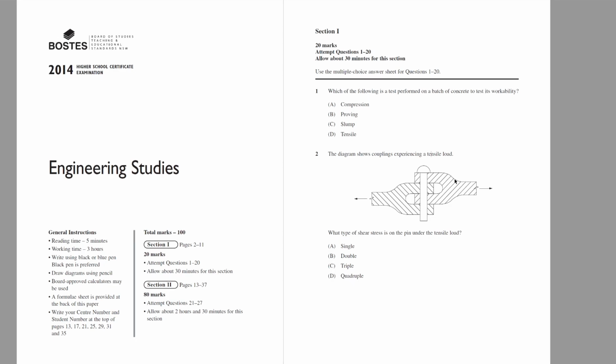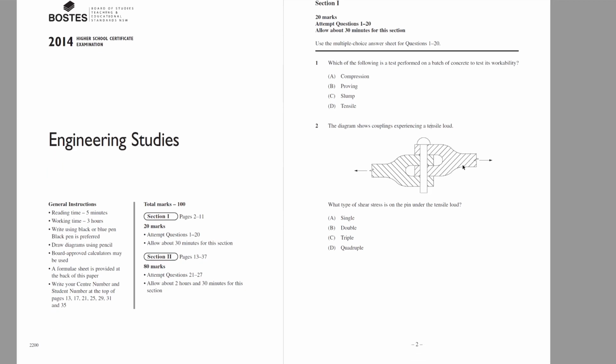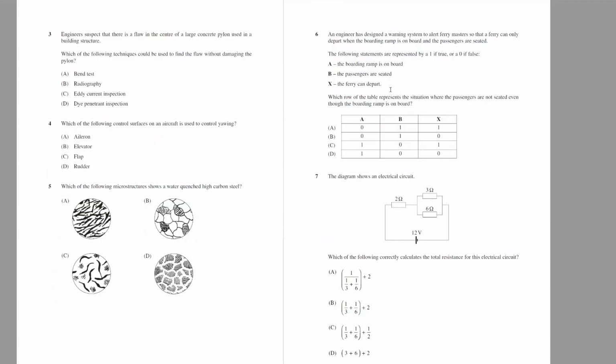Okay, so we're going to move on. Okay, engineers, there's a floor and a pylon. So how are we going to test if there's an error without testing? We're not going to use a bend test. I don't know what that is, it might be like a transverse beam test or something like that. Eddy current and dye penetration are both surface tests, so radiography is the answer. I'm going with B, and most people got that.